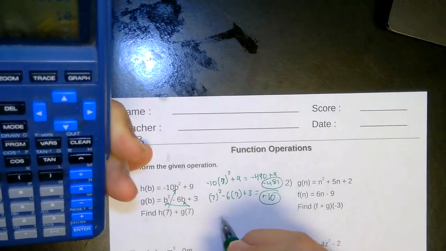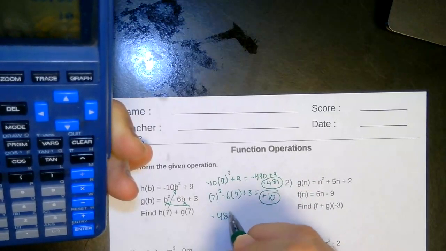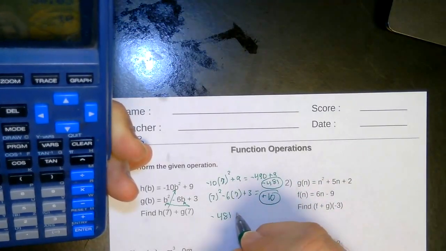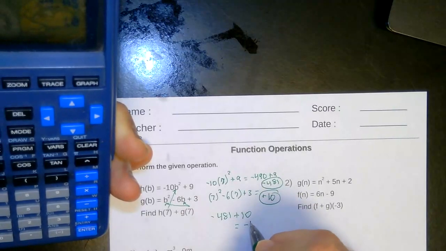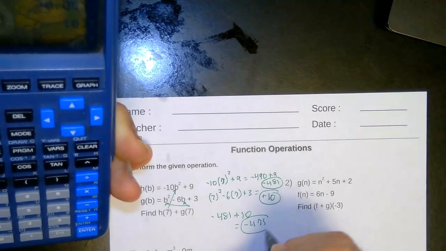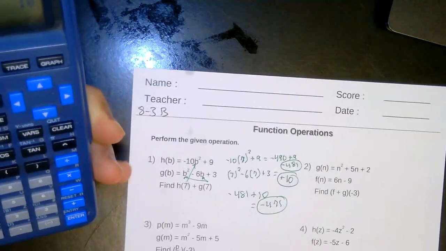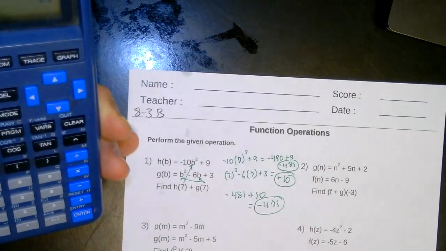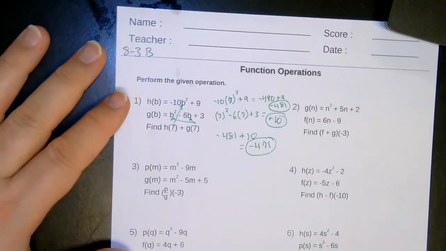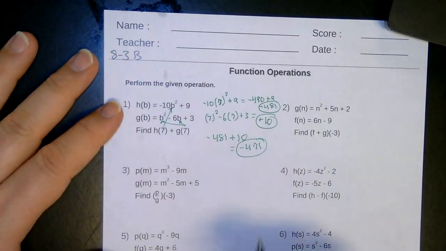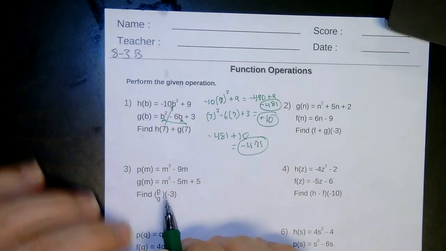Now I have to add those together. So negative 481 plus 10 gives me a final answer of negative 471. There we go, final answer. Okay, the next one. So again, take your time, stop it, pause it, see how we do those things.